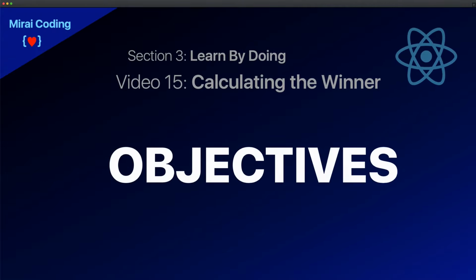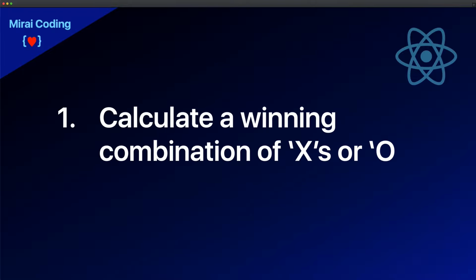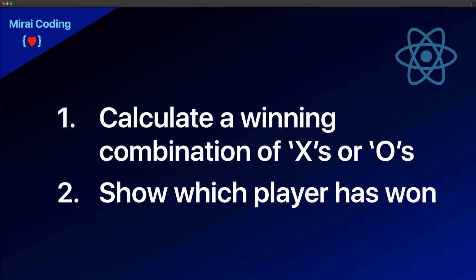Video 15. Calculating the winner. We have two main objectives in this video. 1. We will create a function to calculate if a combination of moves has resulted in a win or not. 2. We will show the result of a winning combination in the status text.